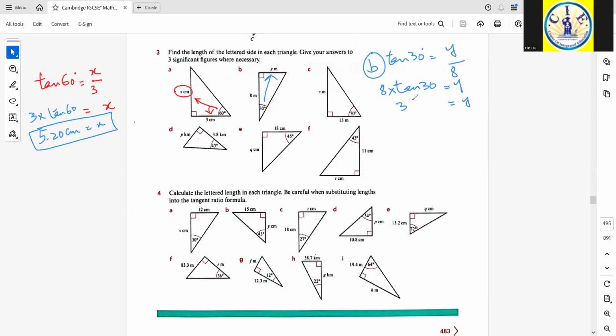35 point, no, sorry, this is, using the calculator, 4.62 meters. And the same way we can find other values, like let me do part E.